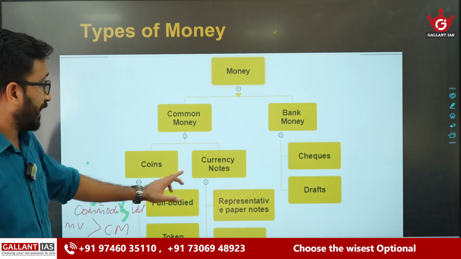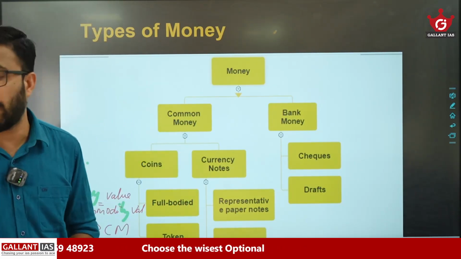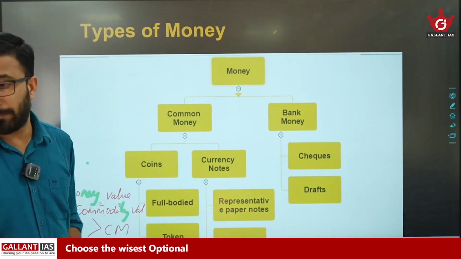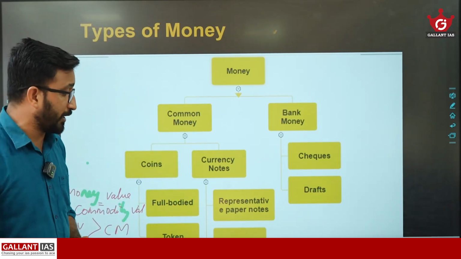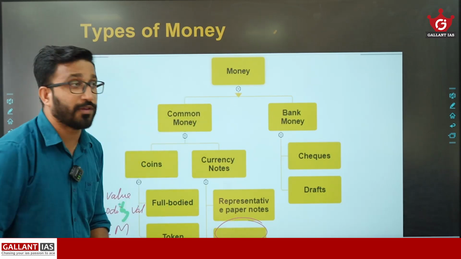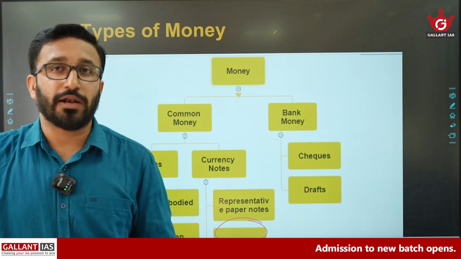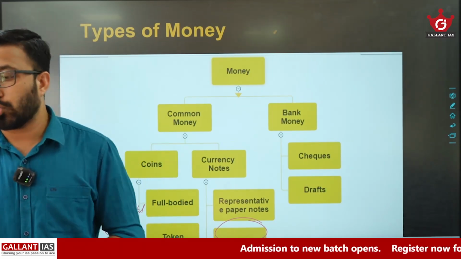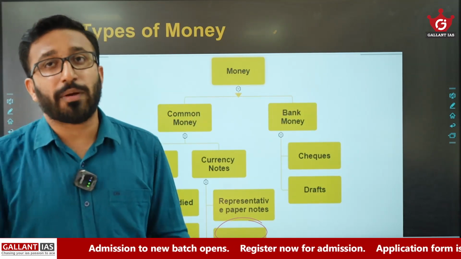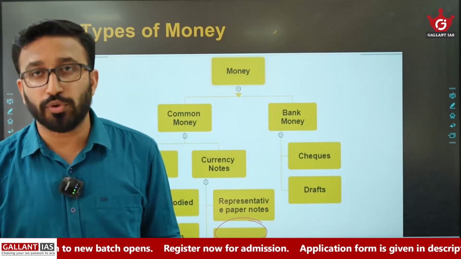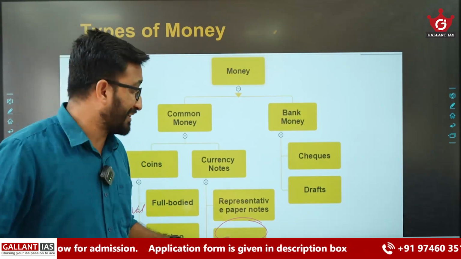Now in case of currencies, we can divide it. Currency notes can be divided into representative paper notes and fiat money. Fiat money is one of the important terms that appears during our preparation and also in the UPSC prelims. So what is fiat money? If you are reading the newspaper, the term usually comes across, and it says that ours is a fiat money. So fiat money is nothing else.